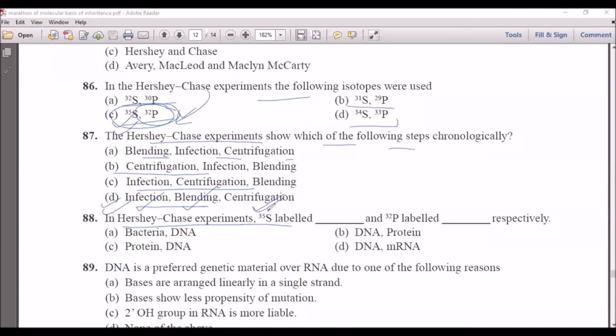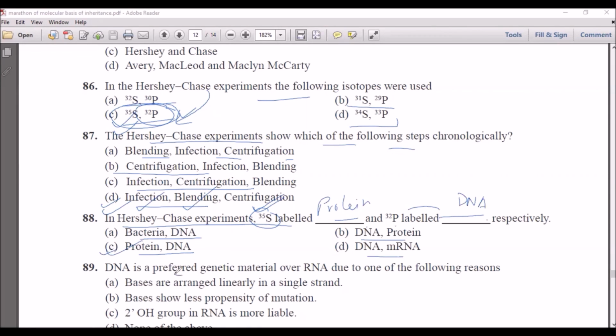In Hershey-Chase experiment, sulfur 35 labeled and phosphorus 32 labeled, respectively. Options are bacteria and DNA, DNA and protein, protein and DNA, and DNA and mRNA. So we know Hershey-Chase experiment, sulfur 35 labeled the protein and phosphorus 32 labeled the DNA respectively. So option C is the correct answer.